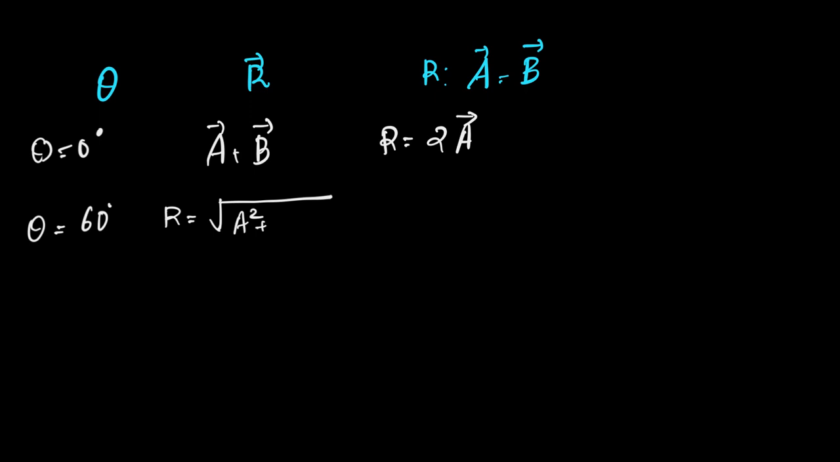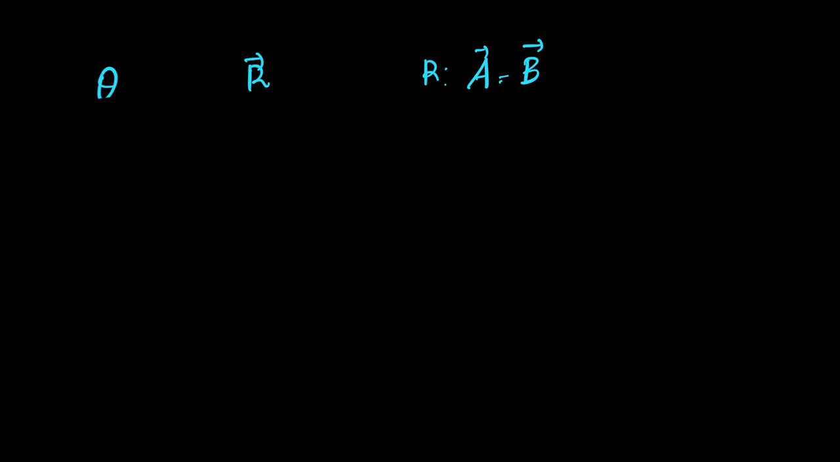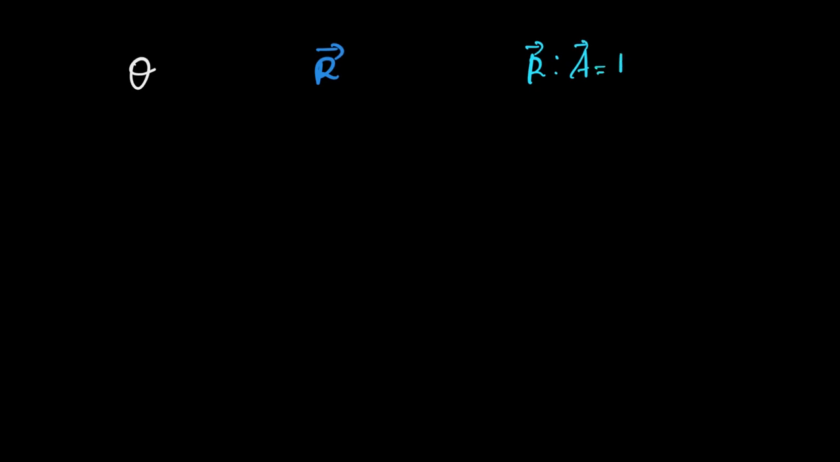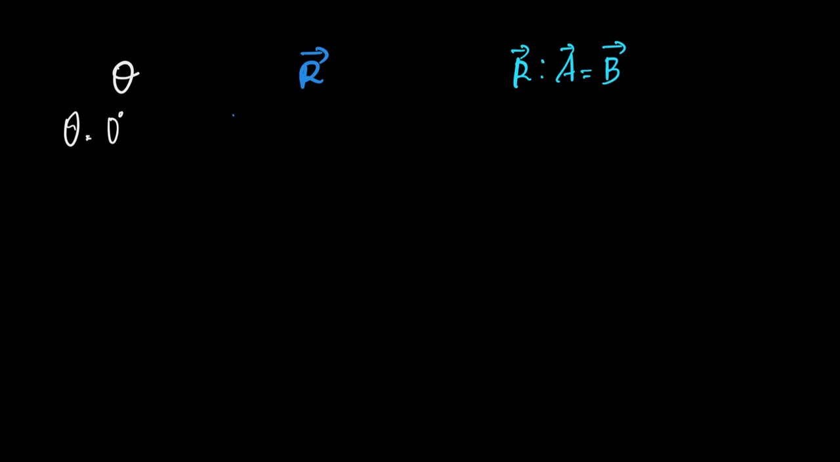Let me use some different colors so that it will be easy for you to take it down. So we have theta, the expression for r, and the expression for r such that vector a is equal to vector b. Now, when theta is equal to 0 degrees, what is r? It is the algebraic sum, vector a plus vector b. And when a is equal to b, r is equal to 2a.